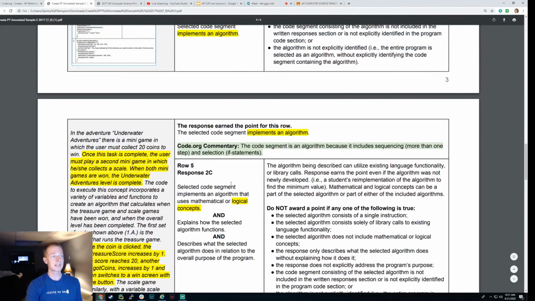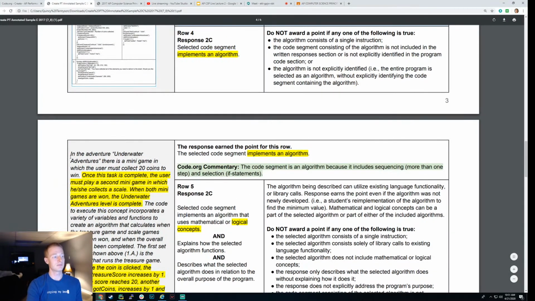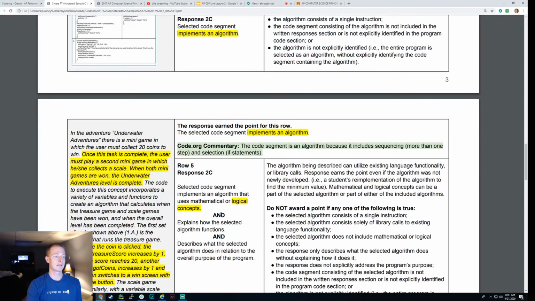So basically, if you are writing code and you write something that makes sense for row 4 and row 5, you're probably going to meet these requirements, okay? It should be tough for you to not have math or logic. Notice it's math or logic. It doesn't have to be both, okay? It shouldn't be hard to meet these two.